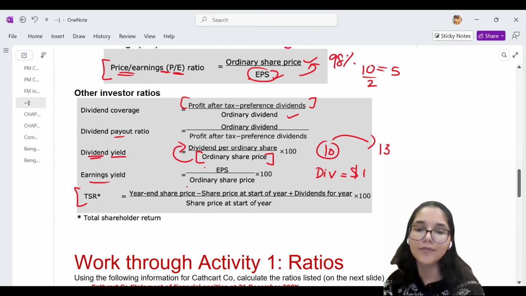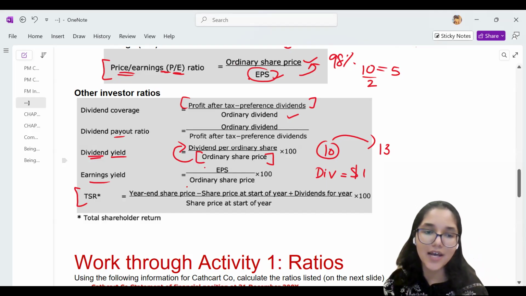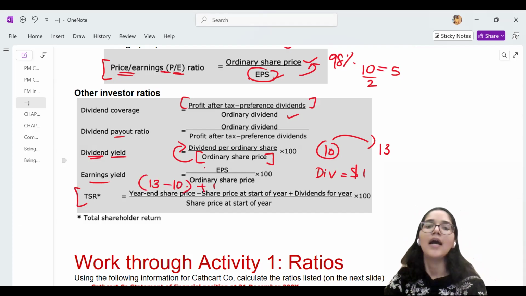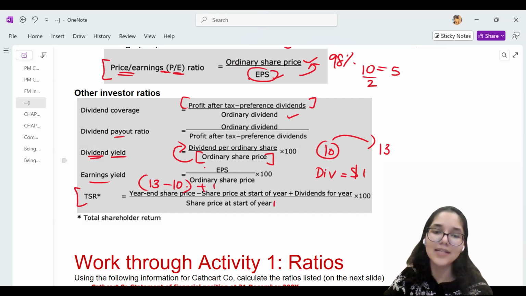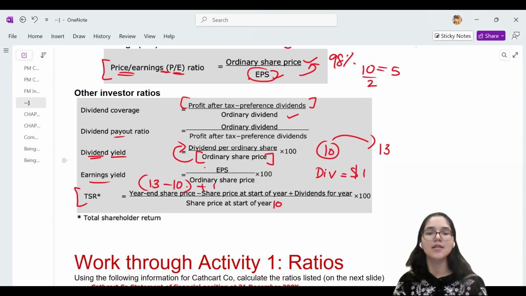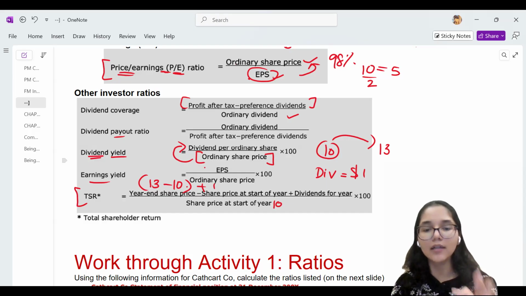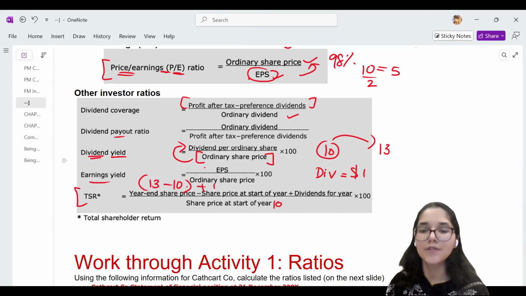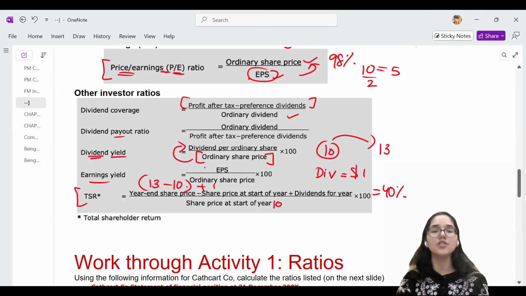So here the return will be the year-end share price, you use the formula 13 minus the price at the start of the year, which was 10. This gives you the capital gain, plus the dividend for the year. Dividend for the year is $1. So this is our numerator. And we have to divide this by the share price at the start of the year, which is $10. So 4 will be your numerator, divided by 10 as the denominator. The total shareholder return will come to 40%. So this is the total shareholder return.